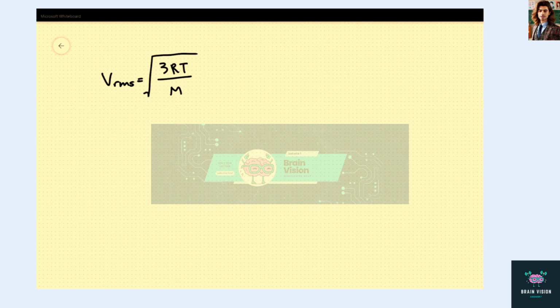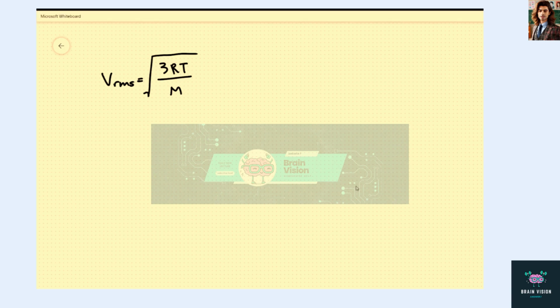So in this problem, we're asked to calculate the root mean square velocity and kinetic energy of fluorine, chlorine, and bromine gas at 298 Kelvin, and then rank them with respect to their rate of effusion. So the first thing we want to do, let's look at F2. I've written down the formula for root mean square velocity here, and all we really need to do is plug this in.